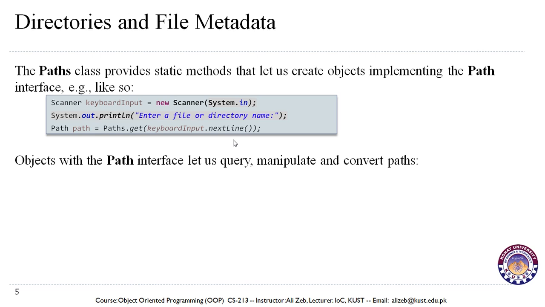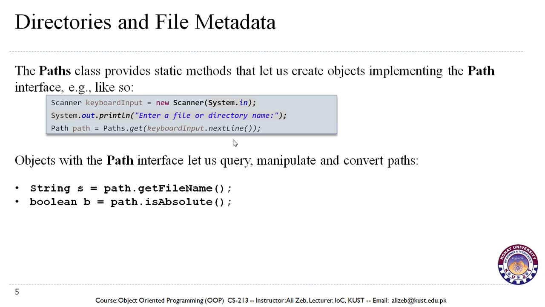Objects with the Path interface let us query, manipulate, and convert paths. For example, if you want to convert the name of a path to a string, you can do path.getFileName. You can convert it to a boolean, for example, you can store it in a boolean object. If you want to know if it is an absolute path, then you can convert a path to an absolute path. We'll see what absolute and relative paths are.